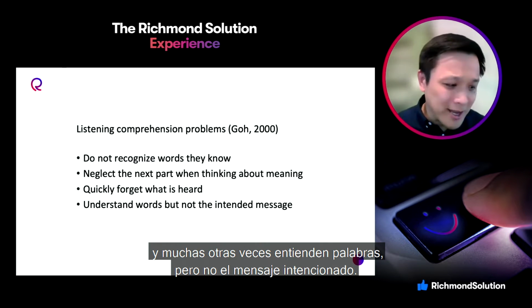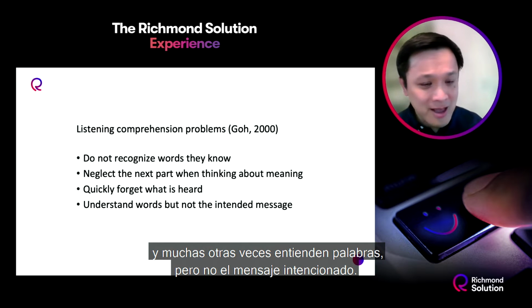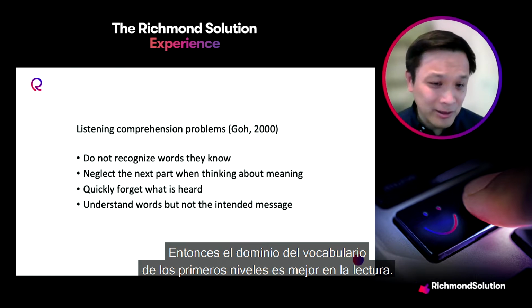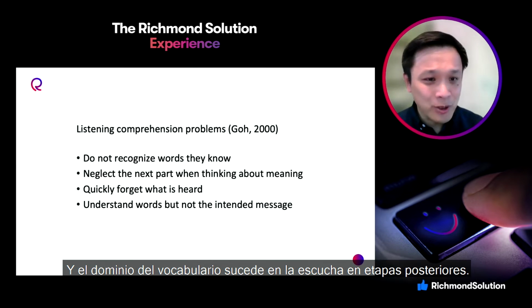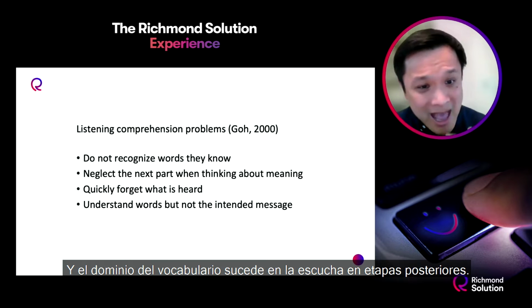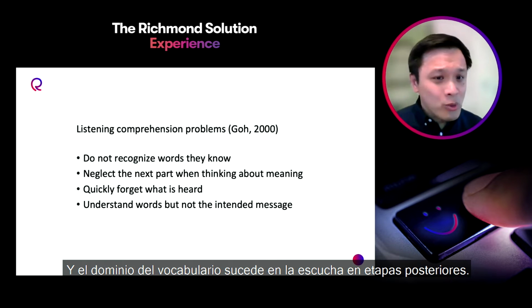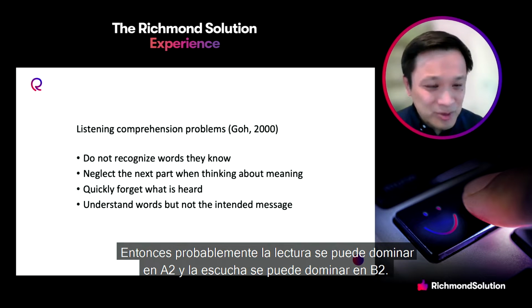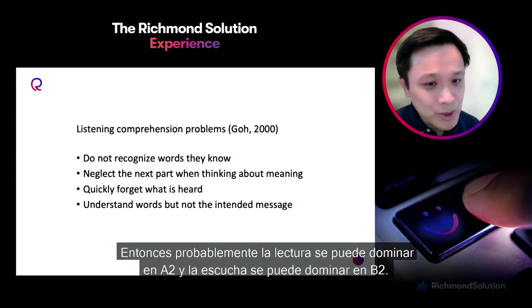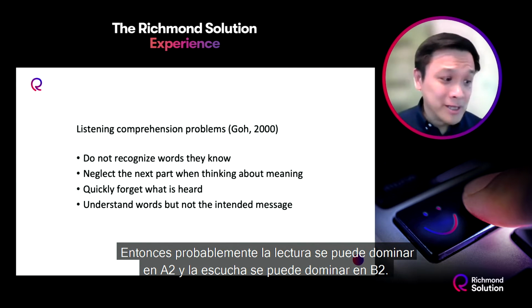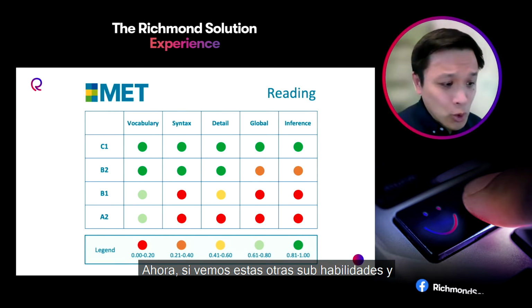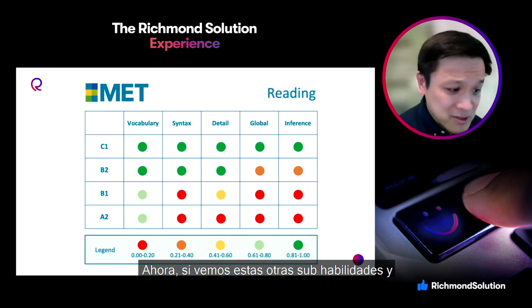So in many ways, it really is no surprise that mastery of vocabulary in reading is achieved at an earlier level, and mastery of vocabulary in listening happens at a later level. So we find out from this particular study that reading, you can master it probably at A2, and in listening, probably at B2. Now let's move on and take a look quickly at these other subskills.